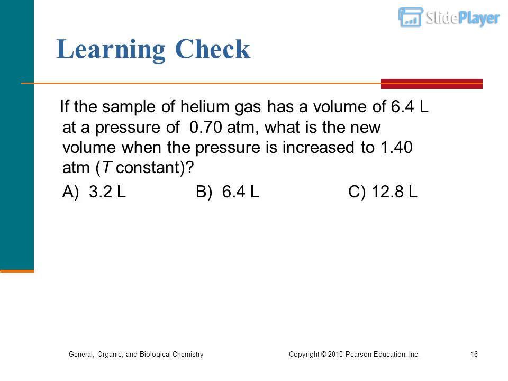Learning check. A 3.2 liters, B 6.4 liters, C 12.8 liters. If the sample of helium gas has a volume of 6.4 liters at a pressure of 0.70 atmospheres, what is the new volume when the pressure is increased to 1.40 atmospheres, T constant?